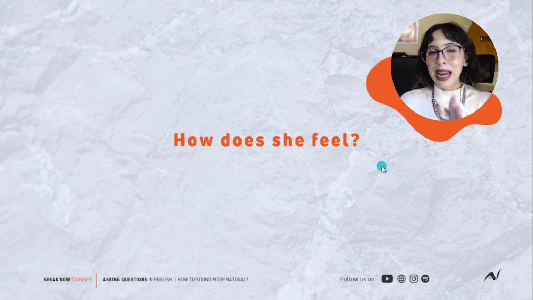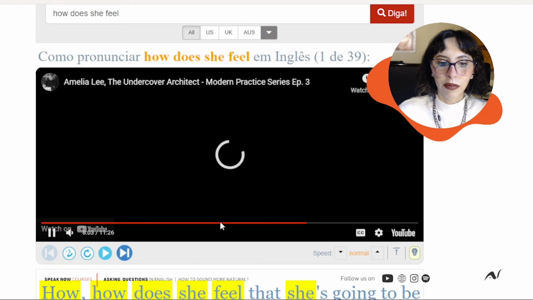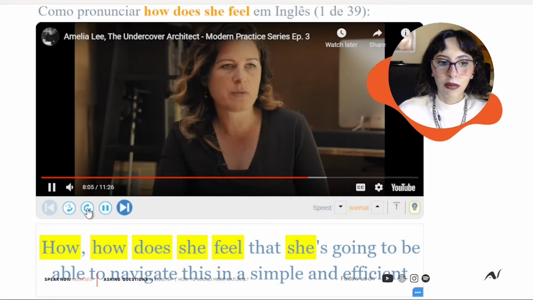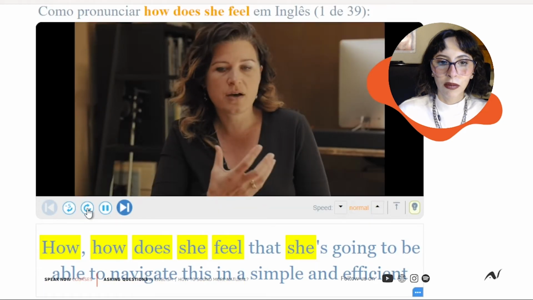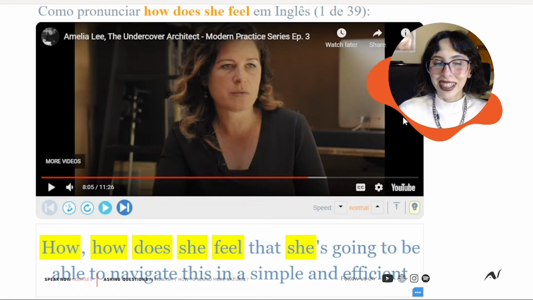I know that by now you are almost reducing the sound of does to S sound. Well, let's see how this works in a real example. How does she feel that she's going to be able to navigate this? You see, it's almost impossible to hear does. It's not does. It's sort of s. Let's listen to it one more time.